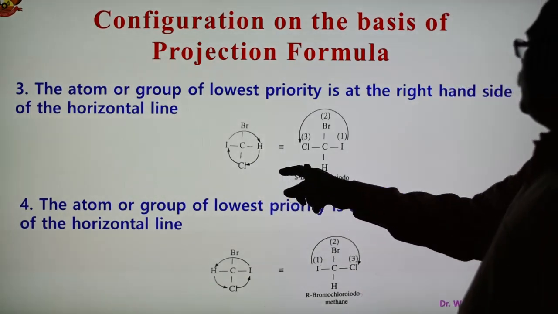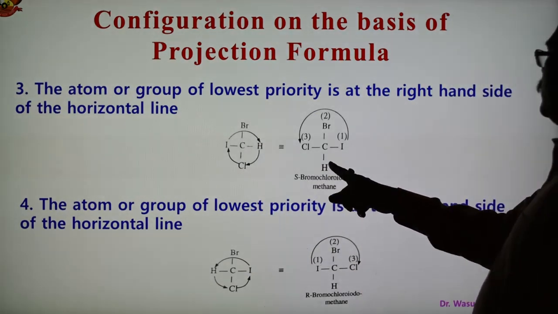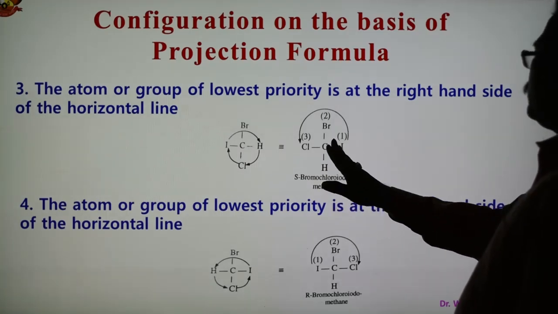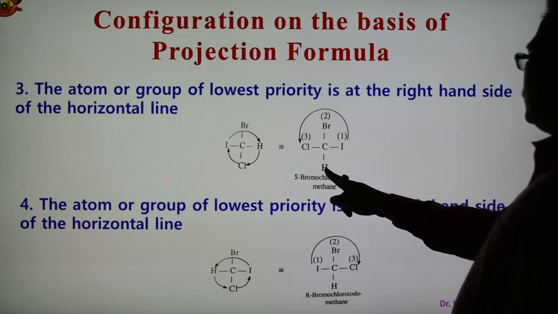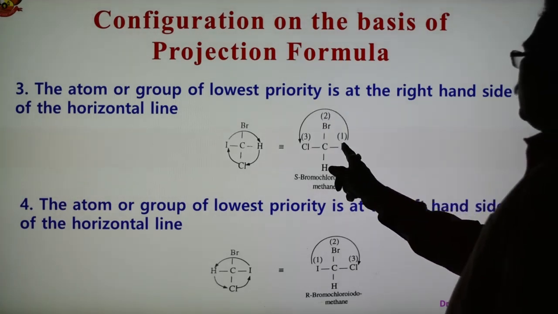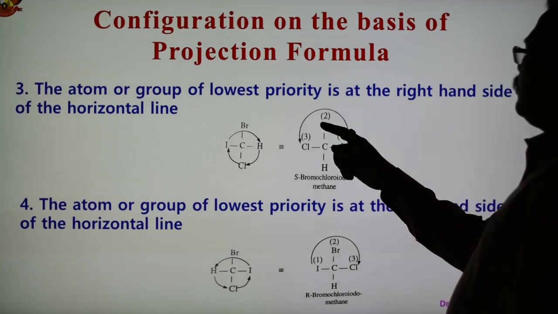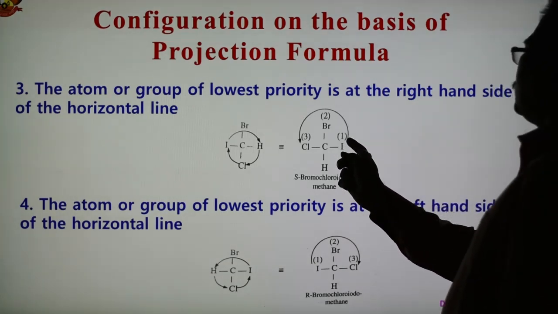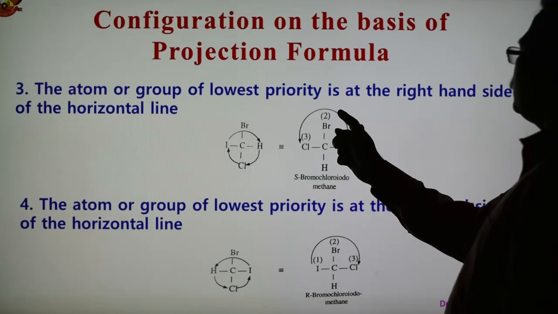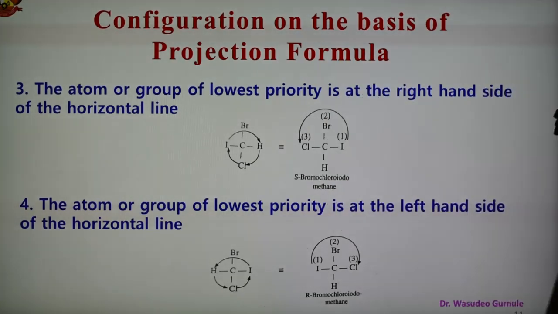Iodo-chloro-bromomethane. We have to move in this way so that the lowest priority should come at the bottom, and so H is at the bottom. Now this is 1, this is 2, and this is 3. So again, if you go through the decreasing order of priority, 1, then 2, then 3, this is left, that is anti-clockwise. So it is S; bromochloroiodomethane is S.